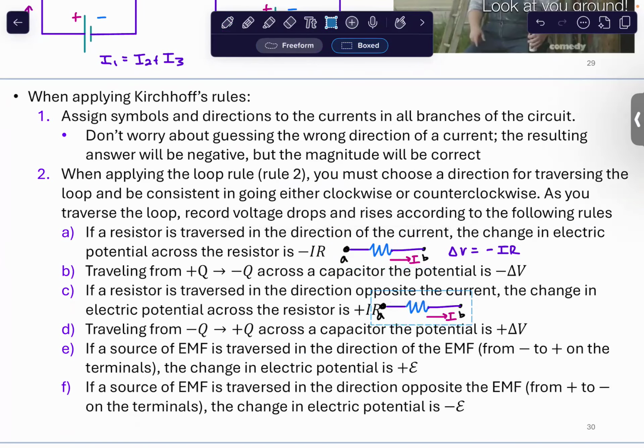So it's this again, except this time, I is going that way, you go from A to B. You get a positive IR. So again, if you're going around the circuit and you cross a capacitor going from the negative Q to the positive Q, you get a positive delta V.